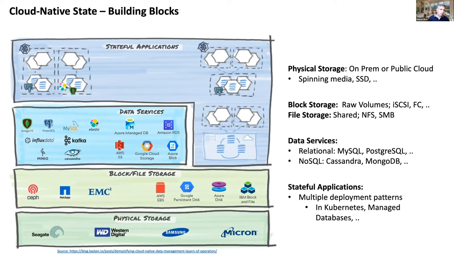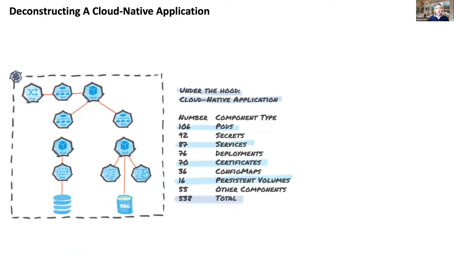Now let's get into how a cloud native application actually looks. This is an X-ray of a toy application. It has two microservices. You have a pod connected to a persistent volume and a persistent volume claim, and Joe will talk about that in a bit.